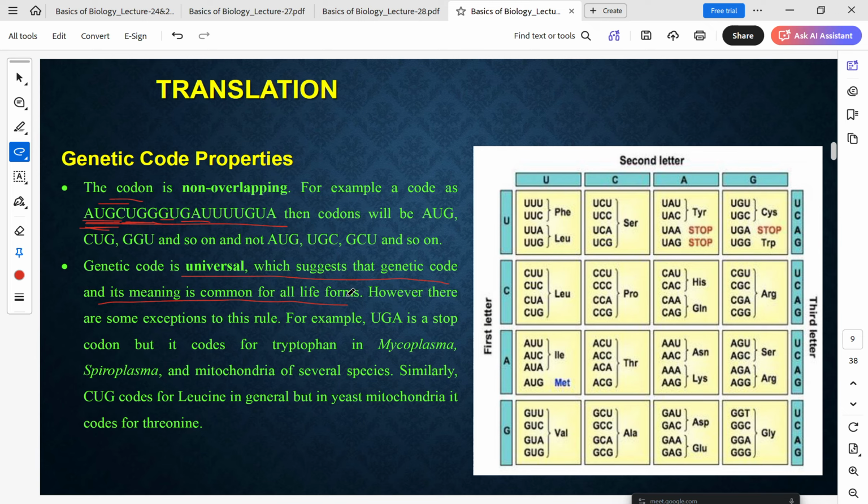There are some exceptions. For example, UGA is a stop codon in case of vertebrates, but it codes for tryptophan in mycoplasma, spiroplasma, and mitochondria in several species. So there is some discrepancy between the codons when you are comparing eukaryotes and prokaryotes, but within the eukaryotic system it's usually consistent.